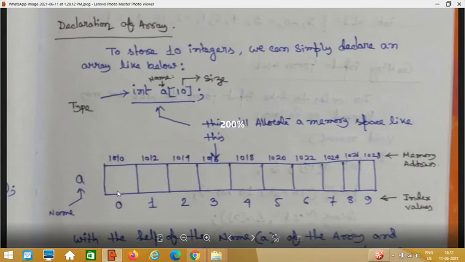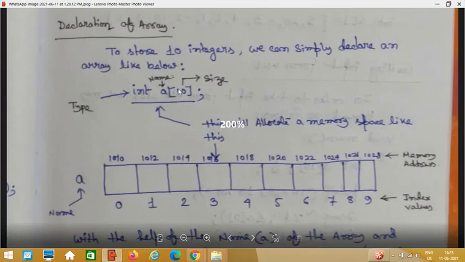Then how can we access any particular block, any particular variable from this array? With the help of index values, we can do so. Look here, I'm writing 0, 1, 2, 3, 4, 5, 6, 7, 8, 9. Those are the index values of these blocks. And indexing always starts from 0. So the index for the first block is 0, for the second block is 1, the next block is 2, and in this way, the last block index is 9.